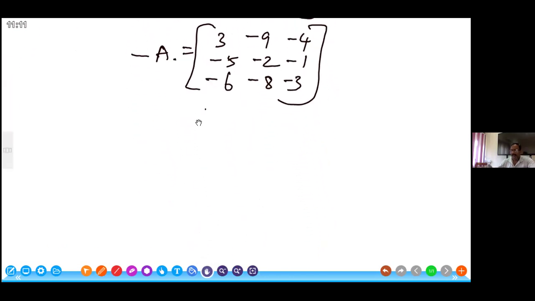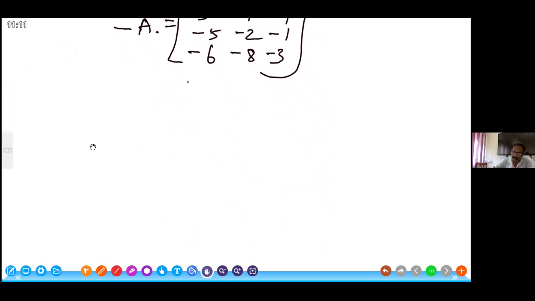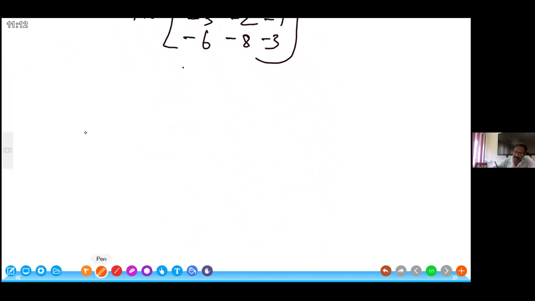Right. Now we are moving to matrix multiplication. Up to now we were doing very simple addition and subtraction. So, matrix multiplication.